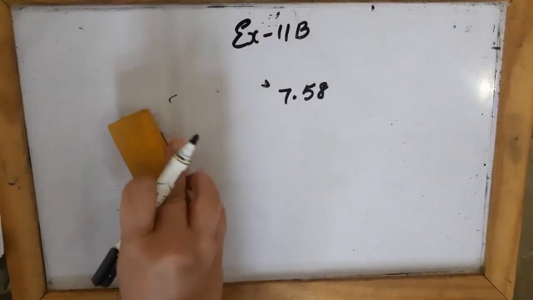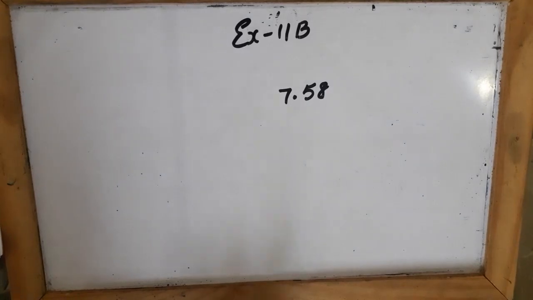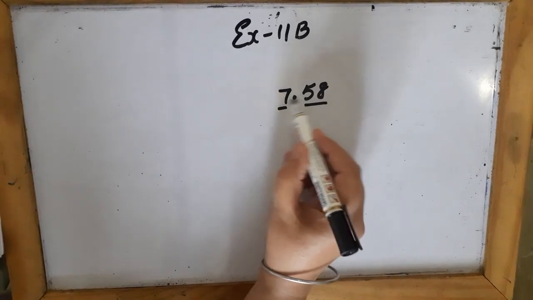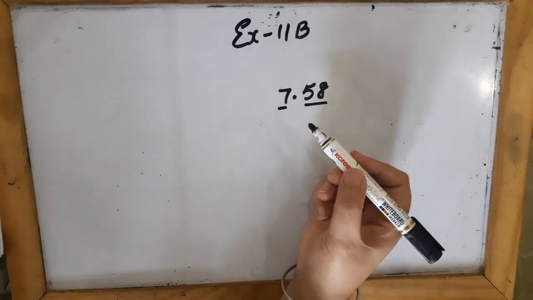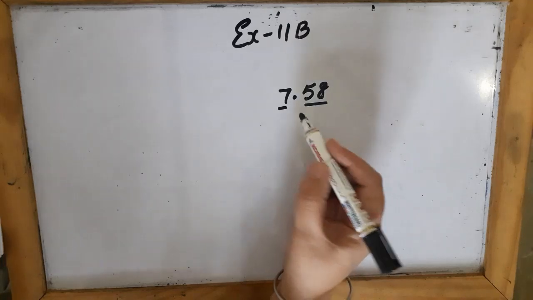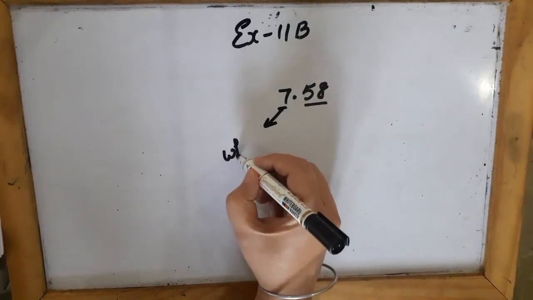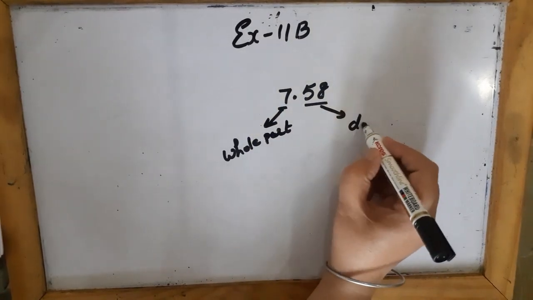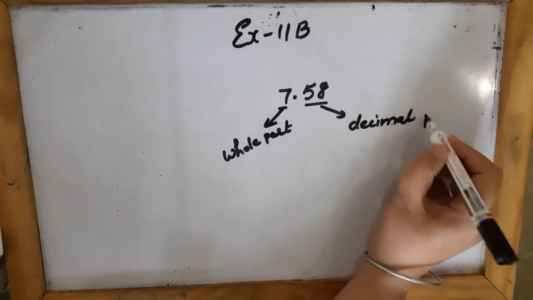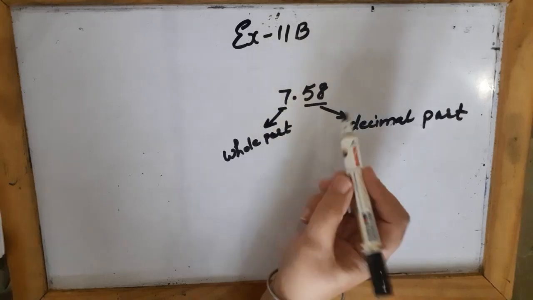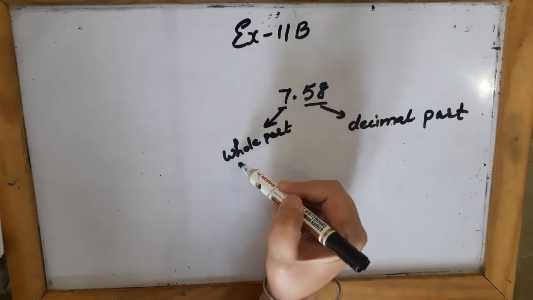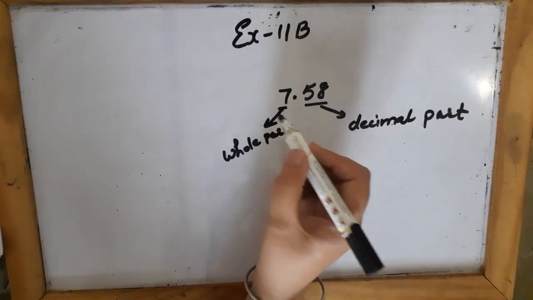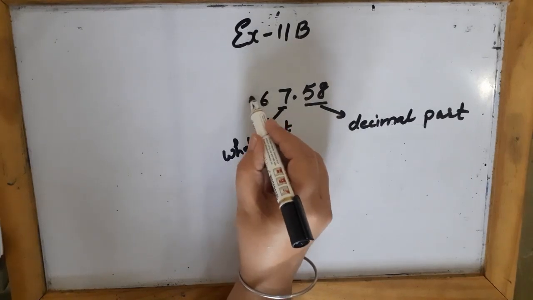Now, a decimal number has two parts. Can you see? This is one part, this is the second part, and both parts are separated by a dot, which is called a decimal point. This part is called the whole part, and this part is called the decimal part. Before the decimal is the whole part, after the decimal is the decimal part.